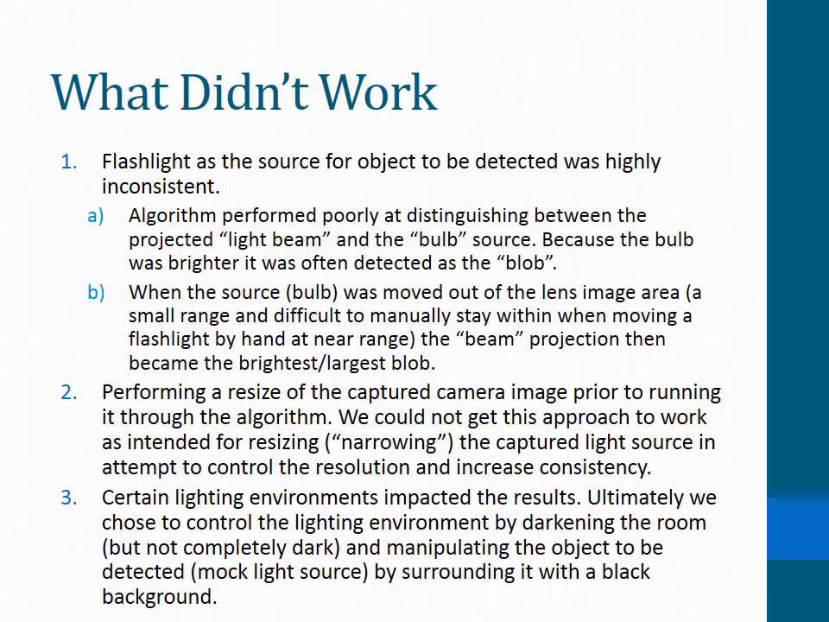In point number one. And additionally, by surrounding it with a black background, in this case black construction paper. So at this point we were not detecting a flashlight of any kind. We were basically using the flashlight as a handle to move around the black background centered with a white circle, and this became our new so-called light source.